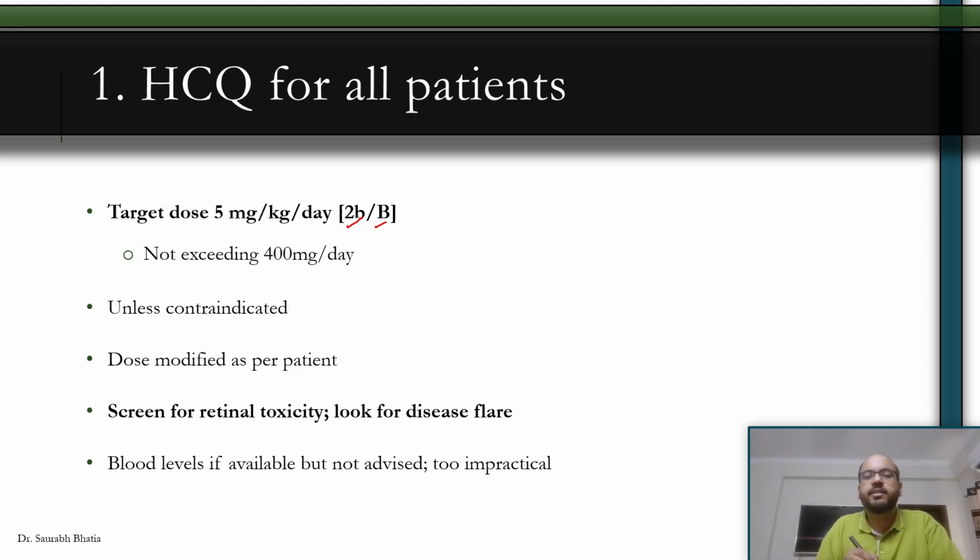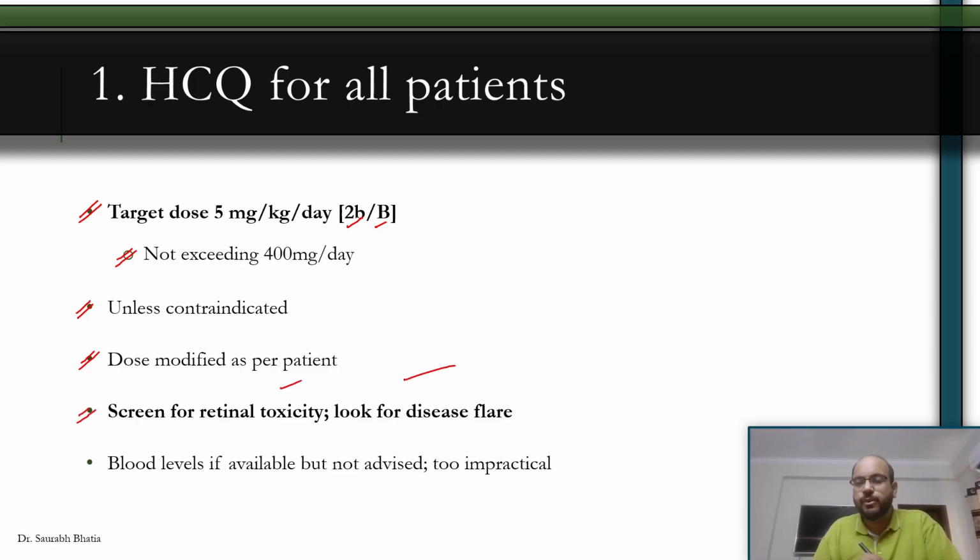The first recommendation is that HCQ for all patients. You have to give HCQ, or you are guided to give HCQ to every patient. The target dose to be achieved is about 5 mg per kg per day, not exceeding 400 mg per day. Clear? HCQ has to be given to all patients unless contraindicated. Dose has to be modified as per patient and disease activity. So as per patient and disease activity.